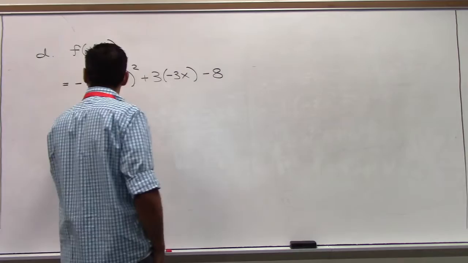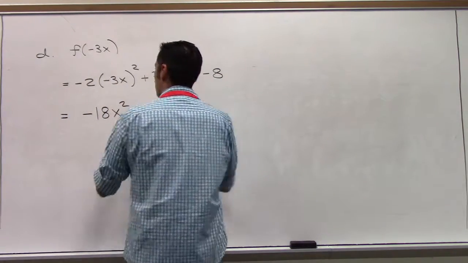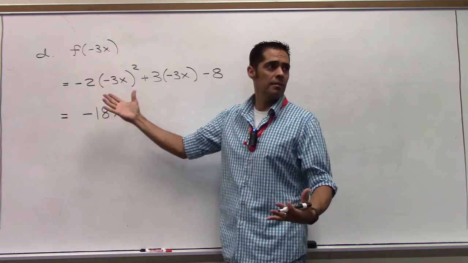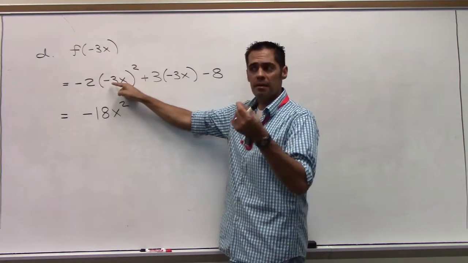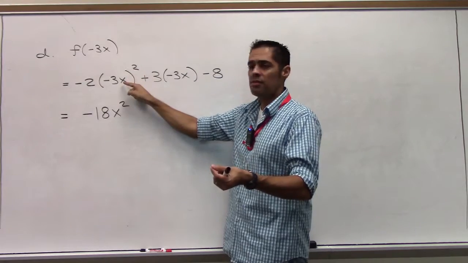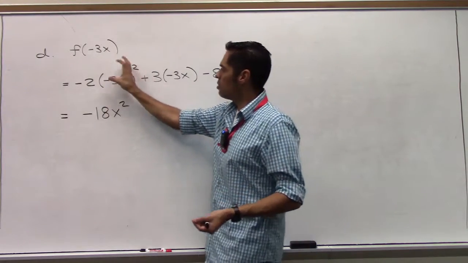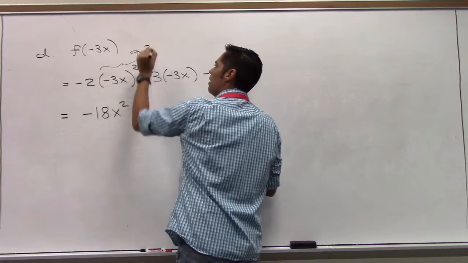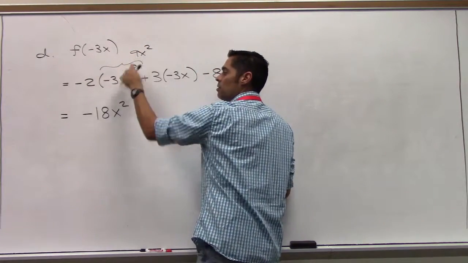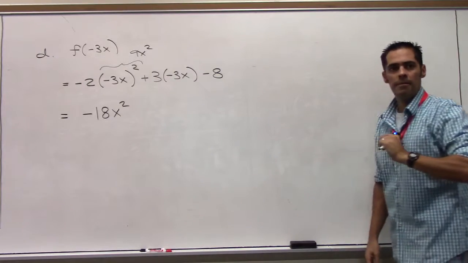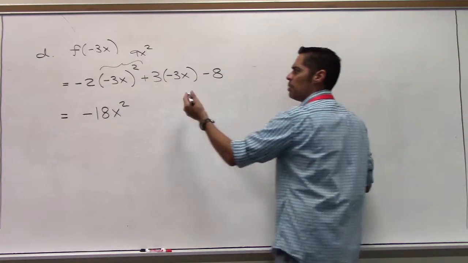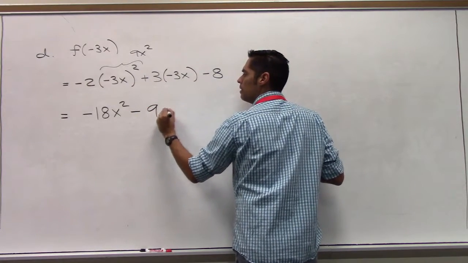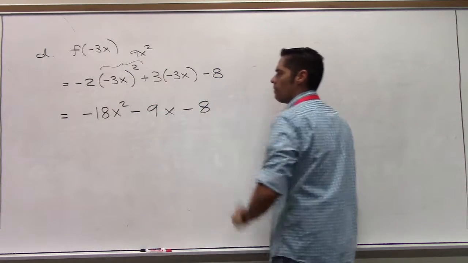Negative 18x squared. Good. So the important thing is when you're squaring the negative 3x, you square the whole thing. That means you square negative 3, that's positive 9. You square the x, that's x squared. So this initial squaring here gives you 9x squared. And then you multiply that times negative 2, which gives you negative 18x squared. That's the tricky part of the problem. The rest of it's pretty clean. This times this is what? Negative 9x and then minus 8. Okay.